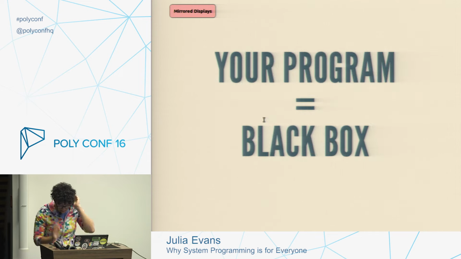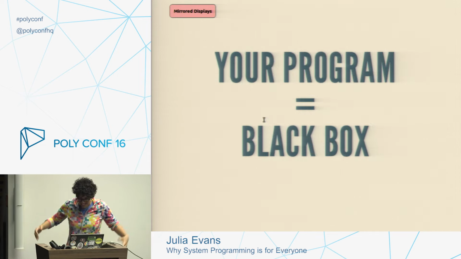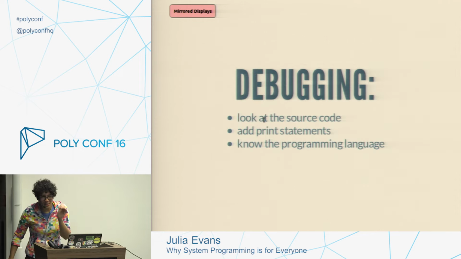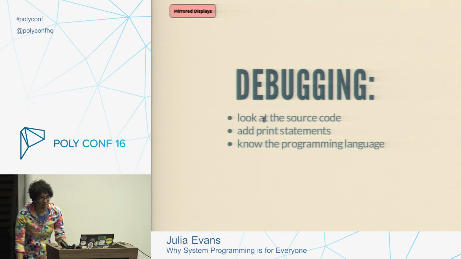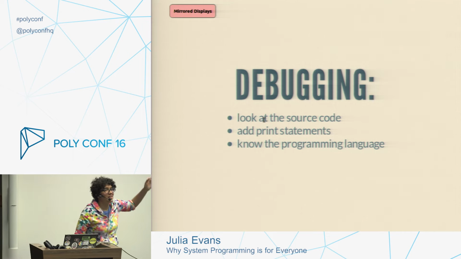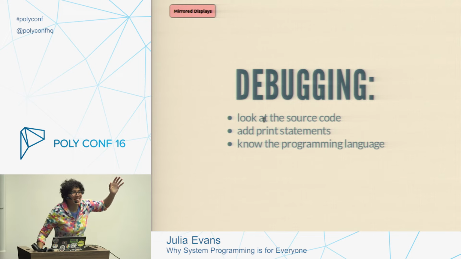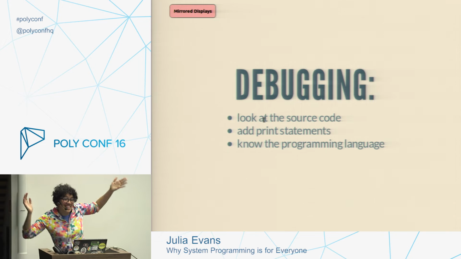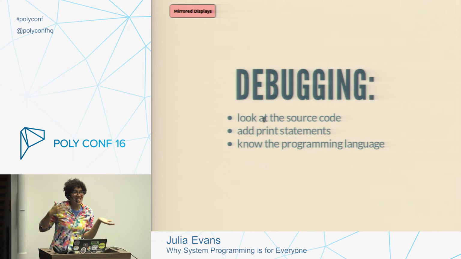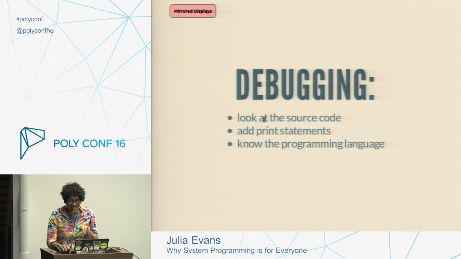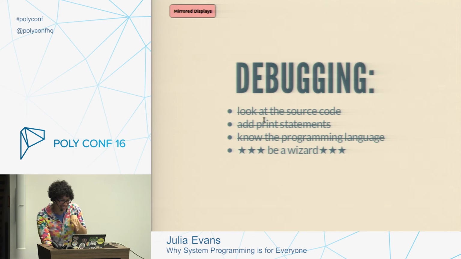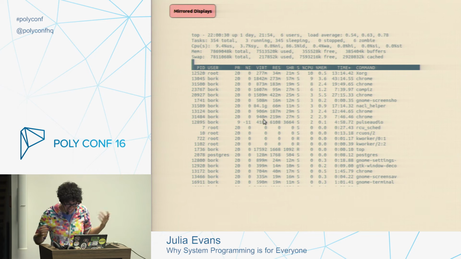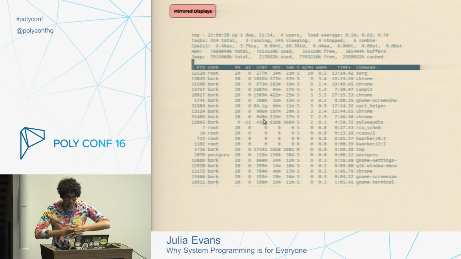And the philosophy I want to talk about here is to treat your program like it's a black box. So normally when you're debugging a program, who will look at the code in their program? Normally, you might add print statements. Would you say that you would need to know the programming language? No, it's unimportant. Instead, we're going to talk about how to be a wizard and how to debug anyway.